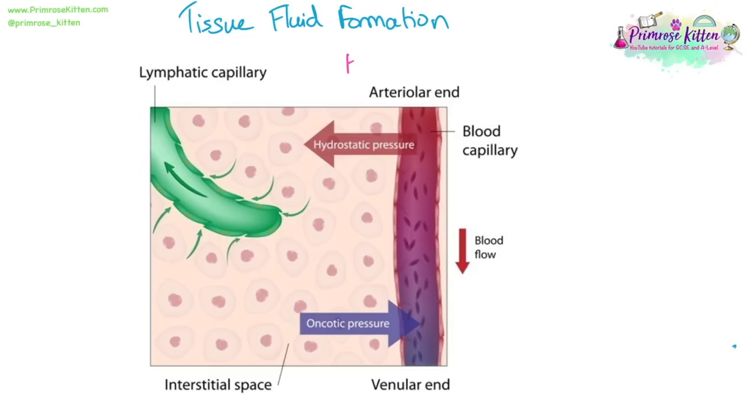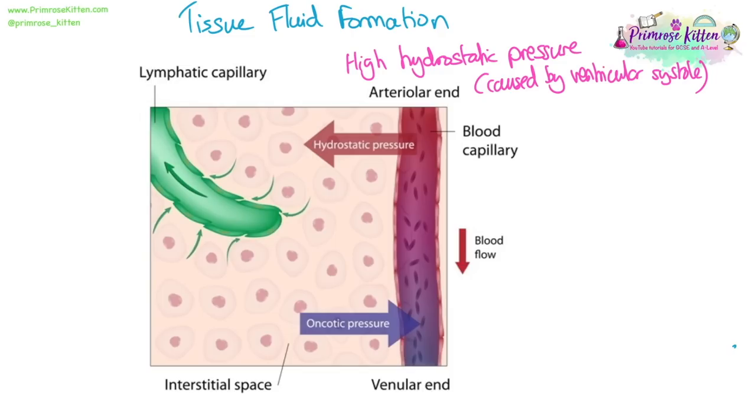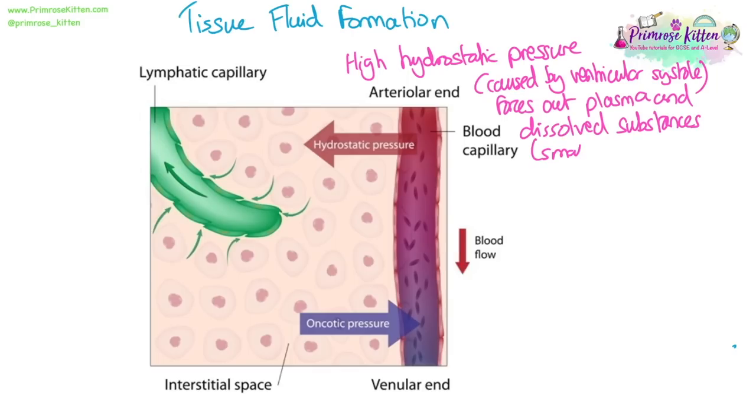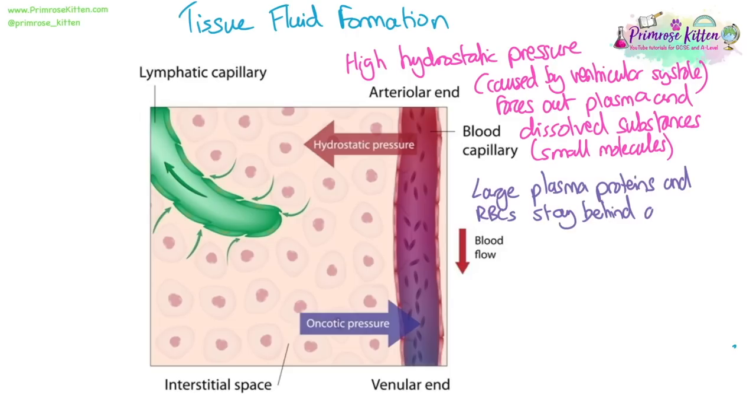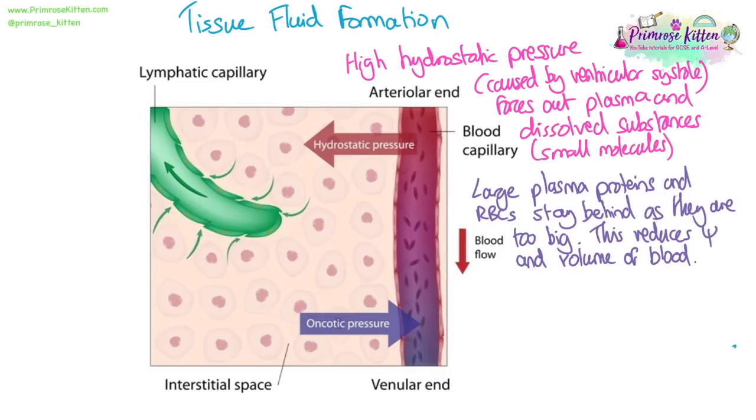At capillary beds, we need to be able to explain how tissue fluid is formed. At the arterial end, high hydrostatic pressure is caused by ventricular contraction. This forces out plasma and dissolved substances through the walls of the capillary. Large plasma proteins and red blood cells stay behind in the capillary because they are too big to pass through the walls. This reduces the water potential of blood, and because we've lost liquid or fluid, we also have decreased the volume of blood.